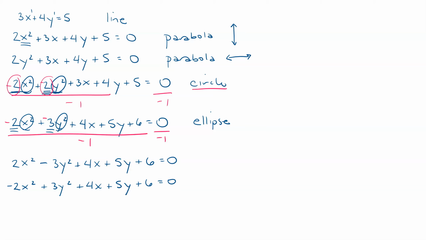For both of these situations, we're dealing with a different shape than we had before. And it doesn't matter if these numbers are the same or if they are different. It's still a different shape, and that shape is called a hyperbola.